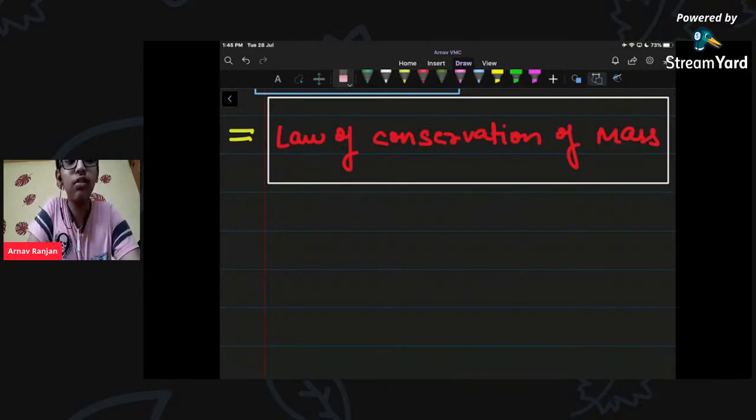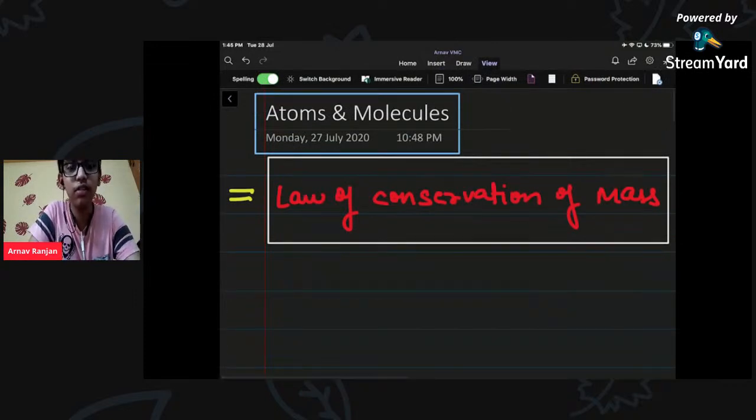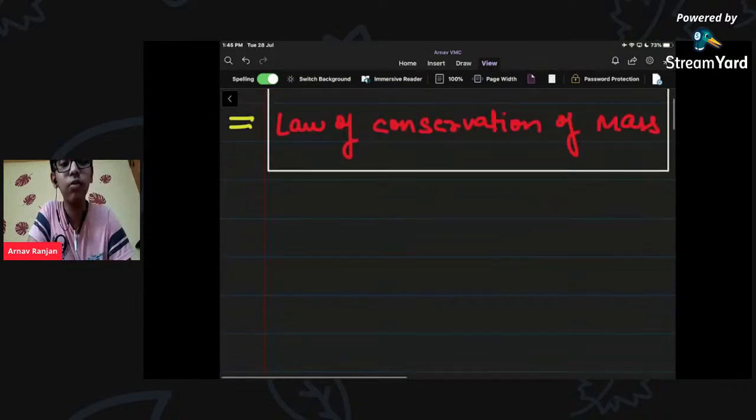So let's start. So I think you all can view my screen. It's written atoms and molecules and law of conservation of momentum.